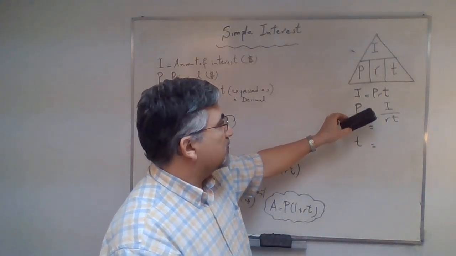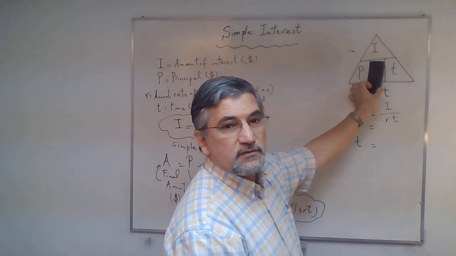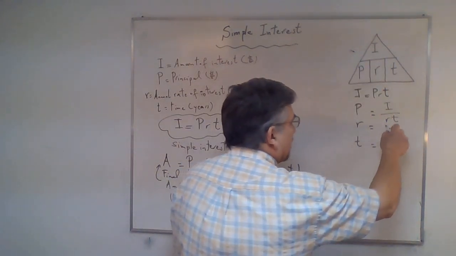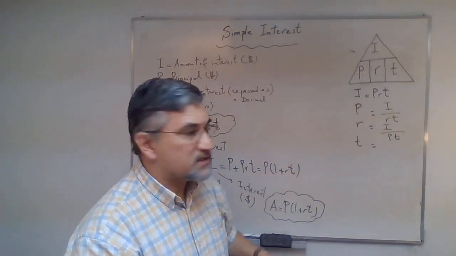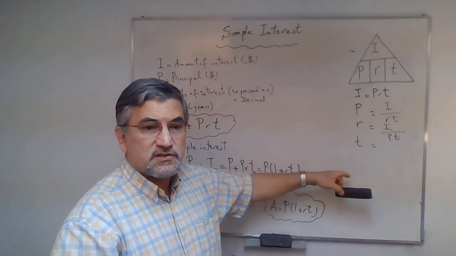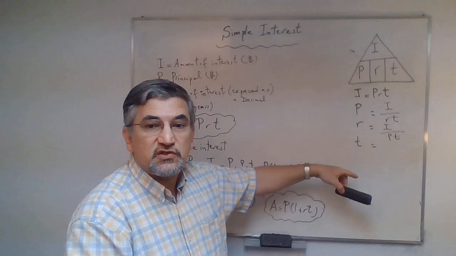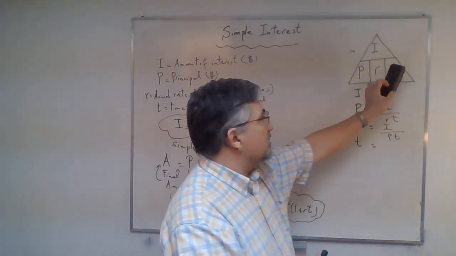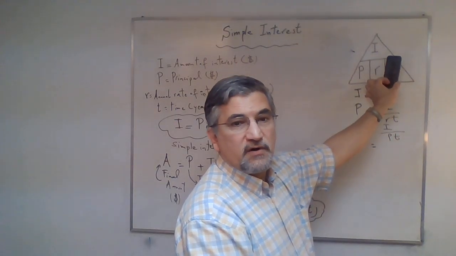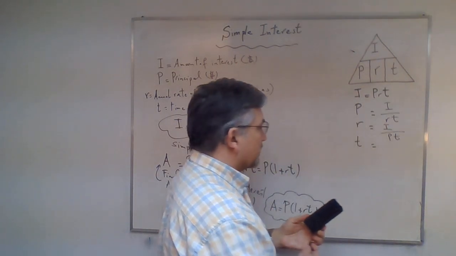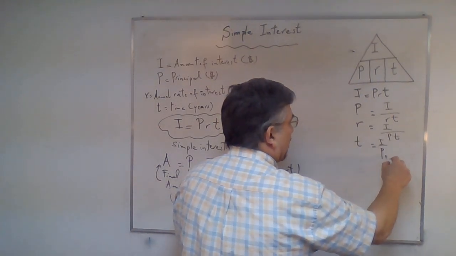If you want to find R, you cover R with your hand like this. So you see I over PT right there, correct? So R equals I over PT. That's the formula for calculating the rate of interest. And if you want to find the time, if the question says how long should an investor leave the money in the account in order to receive such and such amount of interest, then T is the unknown. You cover T with your finger. And the formula is I over PR right there. You can see it before your eyes. So it's the magic triangle. T equals I over PR.